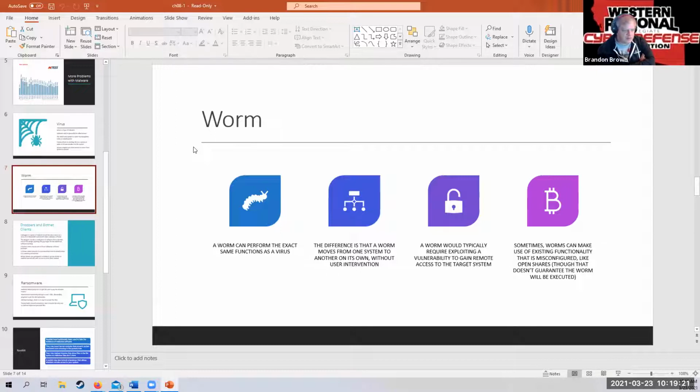And also, I like this last little bit here. Worms can make use of existing functionality that is misconfigured on a system. Like when you have server message block version 1 that's wide open and lets anybody in.